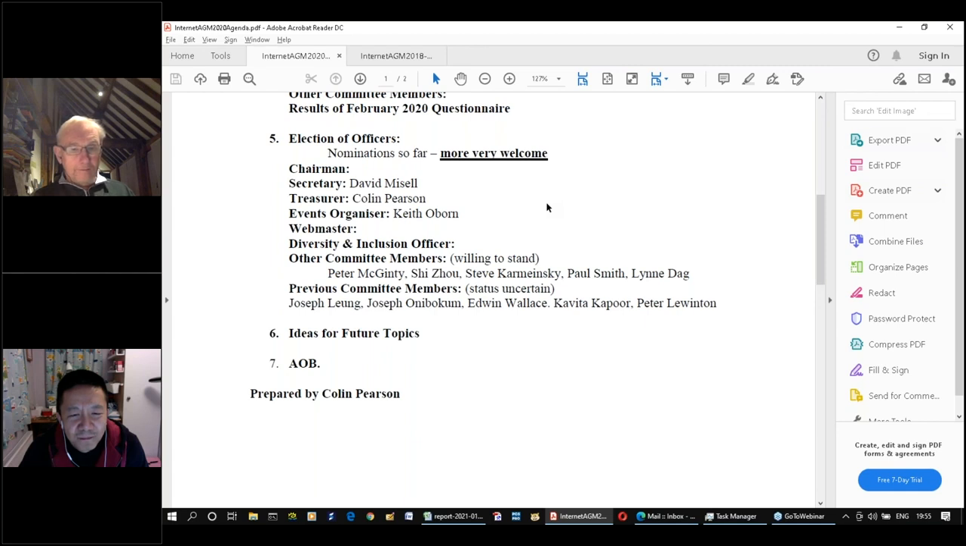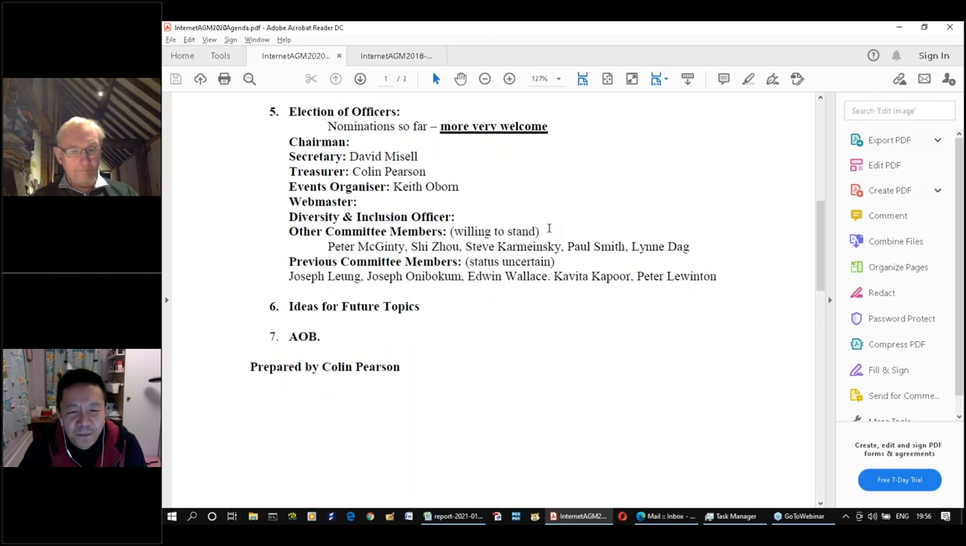We need a webmaster and we also need a diversity and inclusion officer. The other committee members that have indicated their willingness to stand are Paul McGinty, Shizel, Steve Kaminsky, Paul Smith and Lynn Dagg. Most of those have been on this evening, probably still are. Lynn unfortunately got messed up trying to log in and is not with us, although she wished to be. A number of other members have been on the committee. I'm still waiting to hear from any of them as to whether they want to continue, and whether there's anybody sitting listening in the audience at the moment that would like to volunteer. You're all very silent.